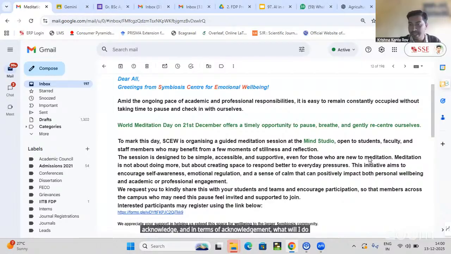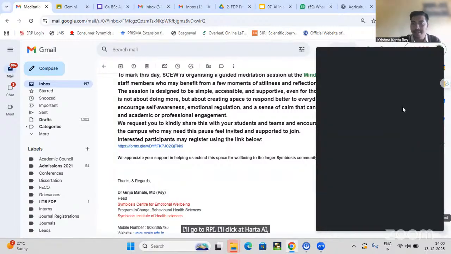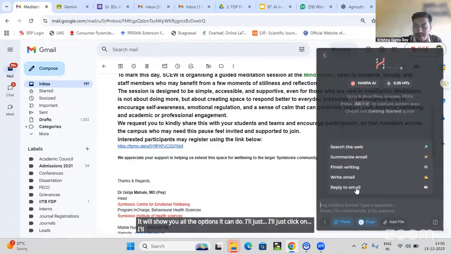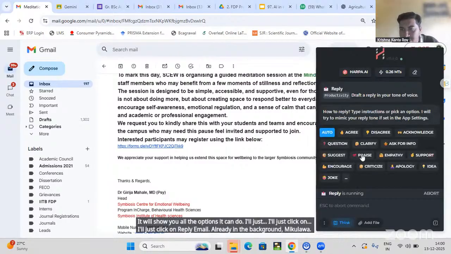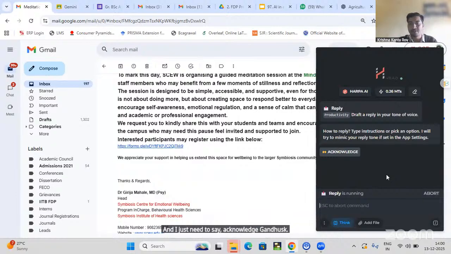देखिए मैं क्या करूंगा. I will go to Harpa AI. I click at Harpa AI. क्लिक करने से it will show you all the options it can do. I just click on reply email. ऑलरेडी मेरे बैकग्राउंड में खुला हुआ है. And I just need to say acknowledge कर दो इसको. Now it is working.